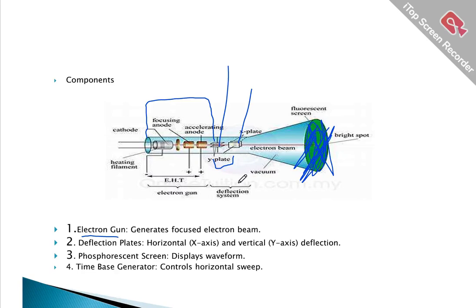So there are four parts: electron gun, deflecting system, which is comprised of two regions of electric field and magnetic field, third one is screen, and the fourth one is time-base generator, which controls the horizontal sweep. If you want to control the sweeping of electron beam on the screen, you can control it by using the time-base generator.